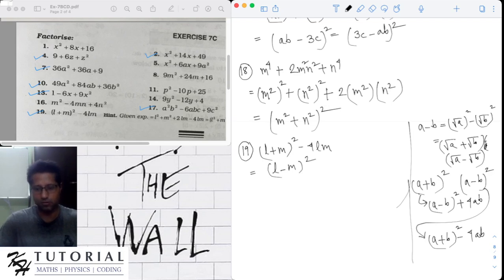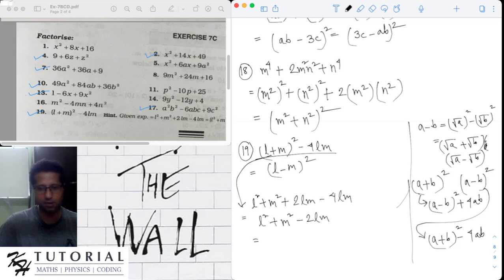I directly wrote this because I know the formula of (L minus m) whole square in terms of (L plus m) whole square. But if you expand the given expression, the (L plus m) whole square, you will get L square plus m square plus twice Lm, and you have minus 4Lm. So this is equal to L square plus m square minus 2Lm. So clearly this is equal to (L minus m) whole square.